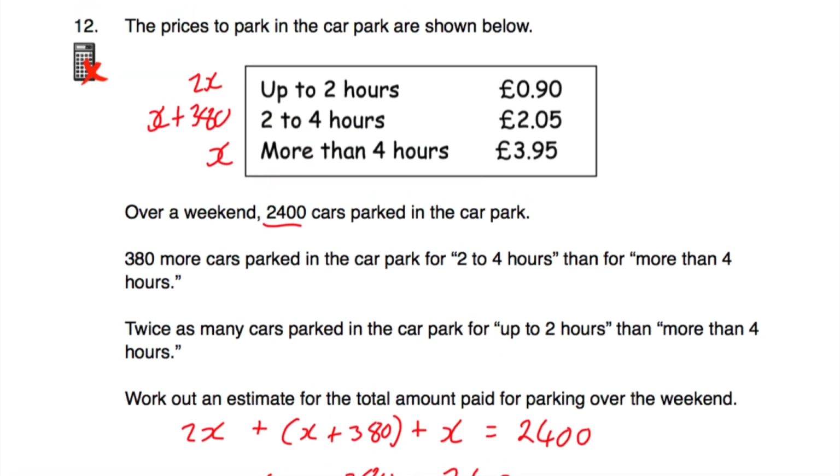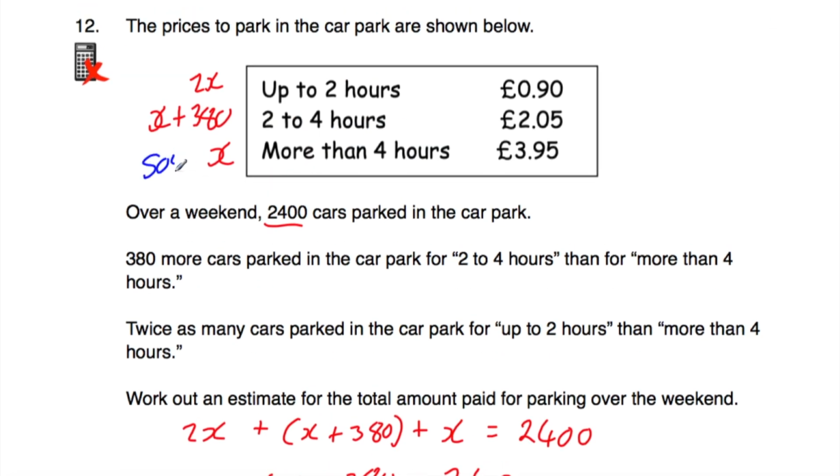So let's go back up. So that means that 505 cars parked for more than 4 hours, twice as many parked for up to 2 hours, that's going to be double of this number, would be 1,010. And finally, the number of cars that parked between 2 and 4 hours is 380 more than this number. And if we add 380 onto this number, we would have 885. So we now know how many cars parked for each of these amounts of time, and we know how much each of them was meant to pay.